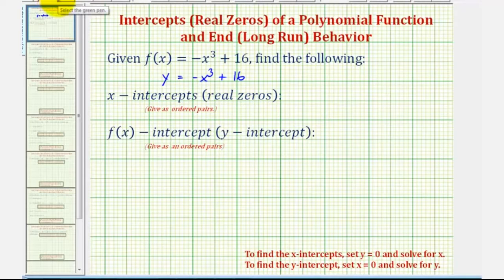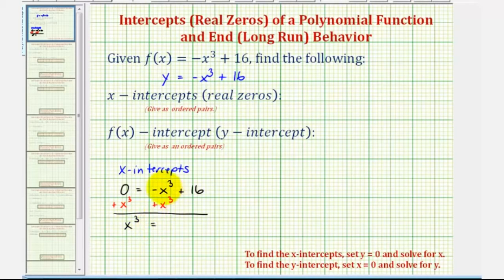So in either case, to find the x-intercepts, we want to set up and solve the equation 0 equals negative x cubed plus 16. Let's isolate the variable term by adding x cubed to both sides of the equation. So now we'd have x cubed equals 0 plus 16, so x cubed equals 16. And now to solve for x, to undo the cubing, we'll cube root both sides of the equation. The cube root of x cubed would just be x. So we have x equals the cube root of 16.